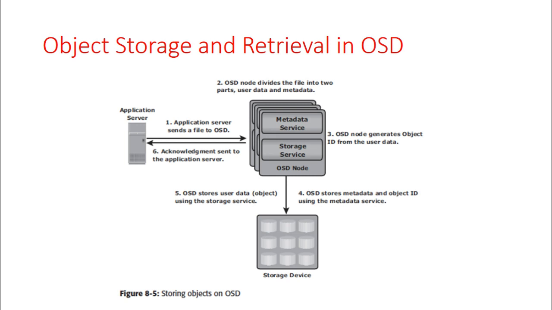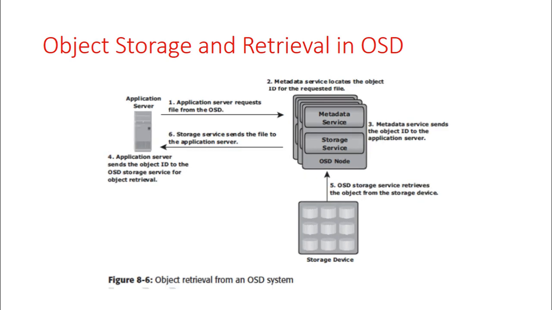Okay, a user accesses the data stored in the OSD by the same file name. The application server retrieves the stored content using the object ID. Now let us see what are the steps involved in retrieving an object from an OSD system. The process of retrieving the objects is illustrated in this particular diagram here. The first step is the application server sends a read request to the OSD system. That is, the application server requests the file from the OSD.